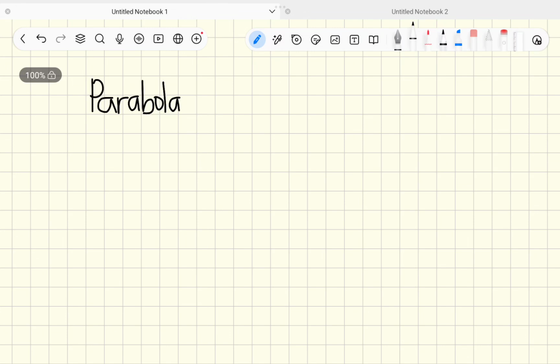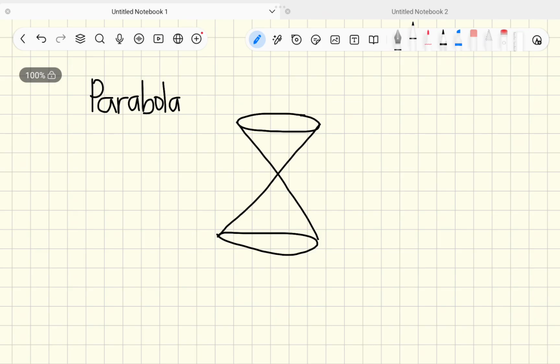The next conic section we're going to talk about will be your parabola. So recalling your double napped right circular cone, we know that there is a plane that would intersect this double right circular cone. Suppose the plane intersects in such a way that this plane is parallel to the generator.